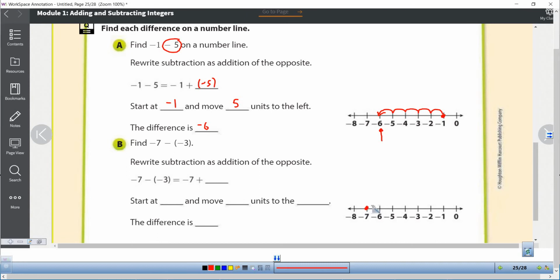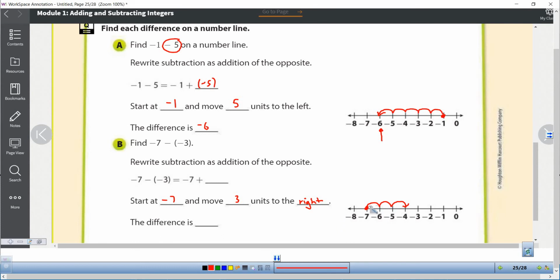So I'm going to start at negative 7, and I'm subtracting a negative. That means I'm going to move to the right. Subtracting a negative means I'm going to move to the right. How many units to the right? 3. So I'm going to go 1, 2, 3 units to the right, right?